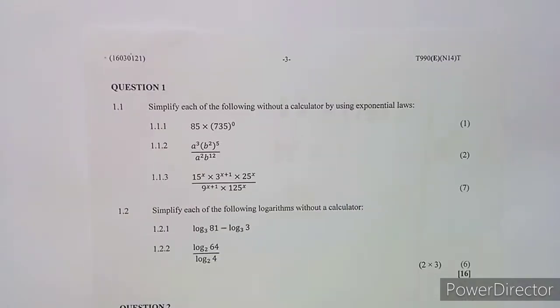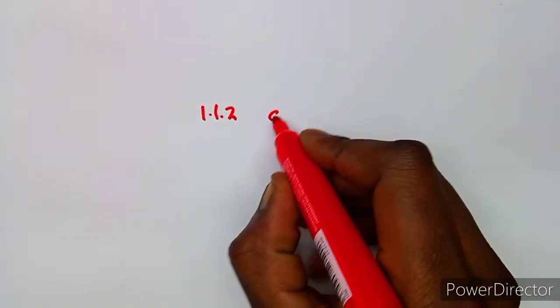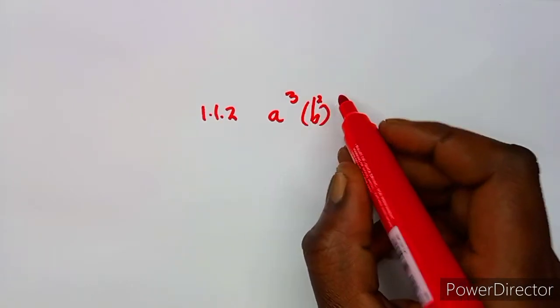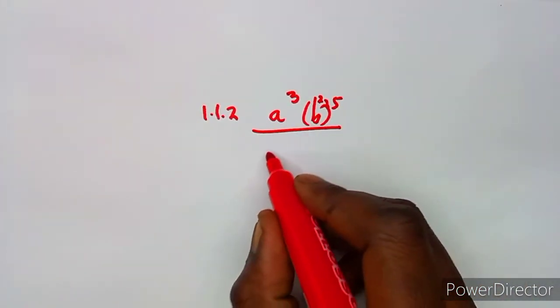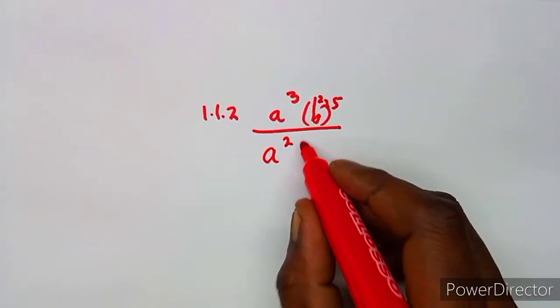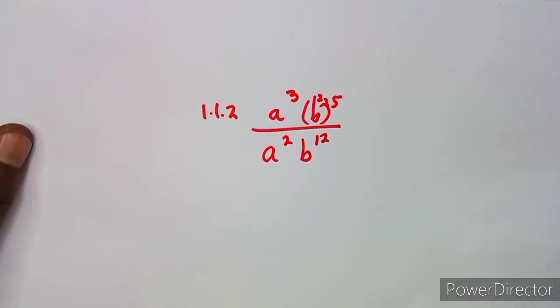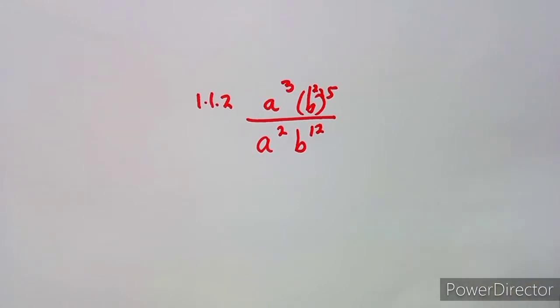All right, then on 1.12, let me just have the question here. You're given 1.12, which is a to the exponent of 3, b to the exponent of 2, like this. Then there is another exponent over that, a to the exponent of 2, b to the exponent of 12, like that. All right, so that's what we had guys, and this is 3 marks for this. How can we simplify such type of an expression or a term that we are given?